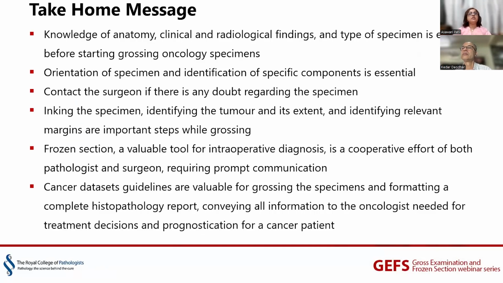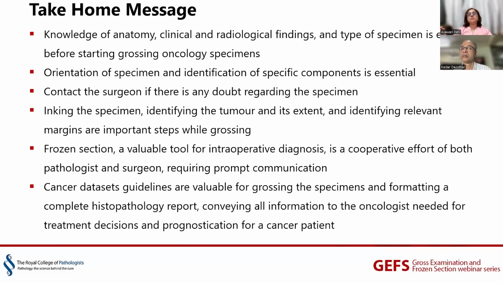So with this, I'm concluding this webinar, and the take-home message here is knowledge of anatomy, clinical findings, radiological findings, and type of specimen is very essential before we start grossing oncology specimens. Orientation, identification of specific components is necessary. Contact the surgeon if required. This is very, very important. And most of the laboratories, when they are getting head and neck specimens, we do contact surgeons if we don't get any idea how to orient the specimen.